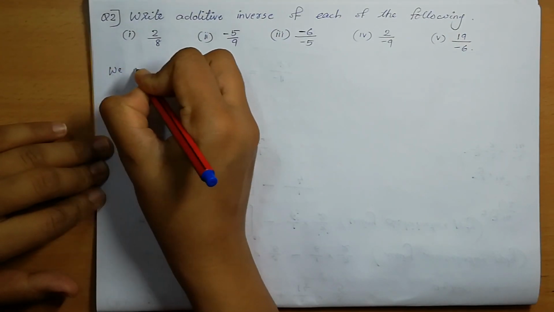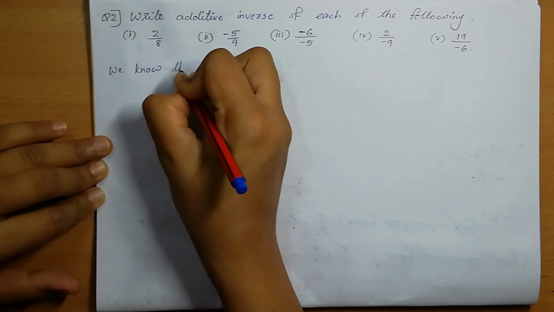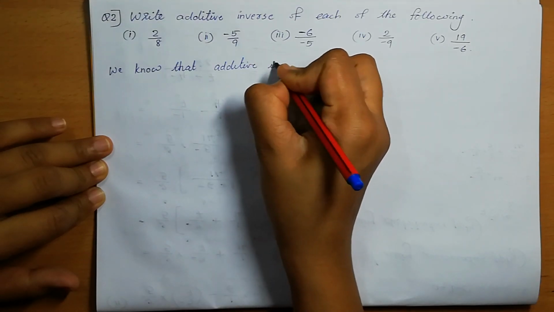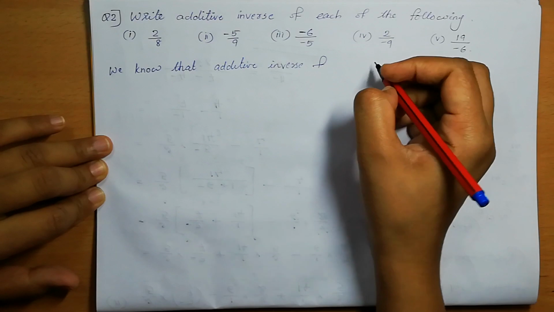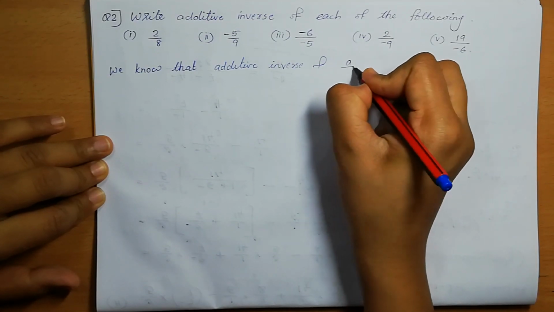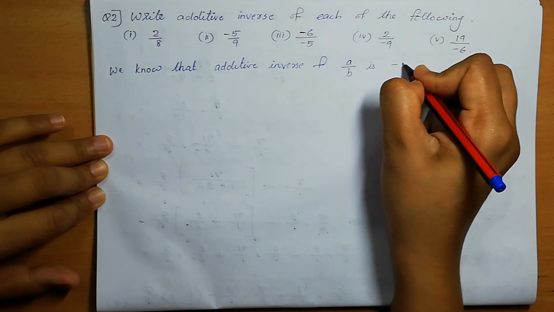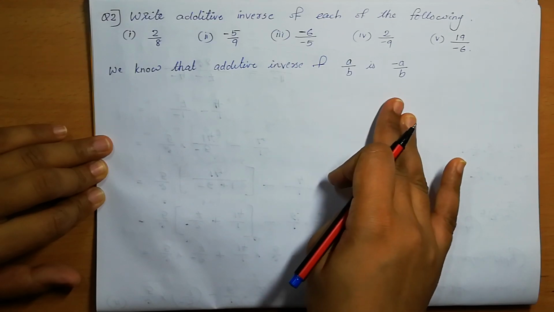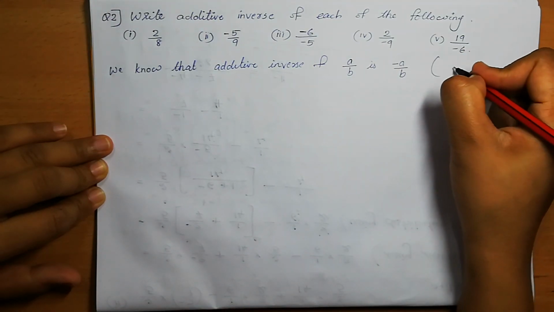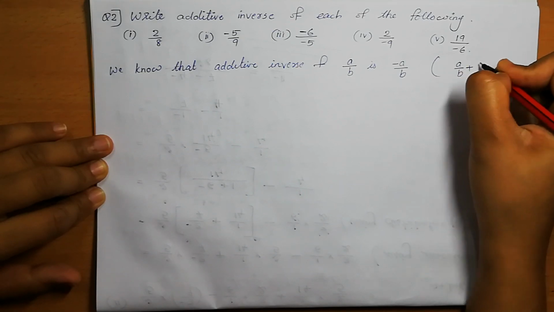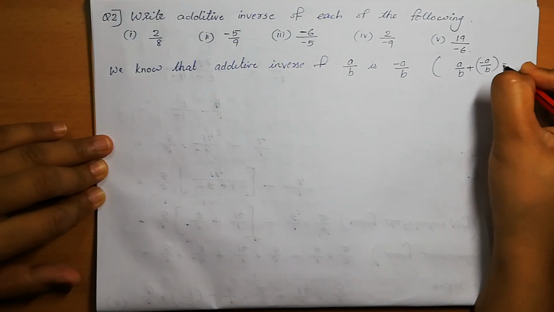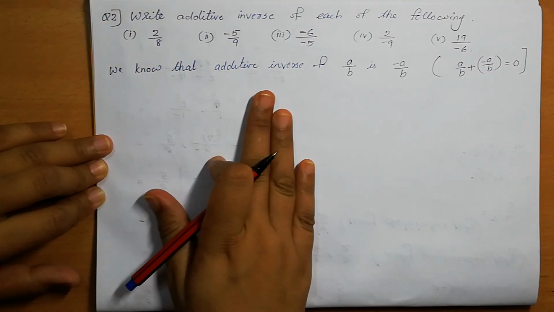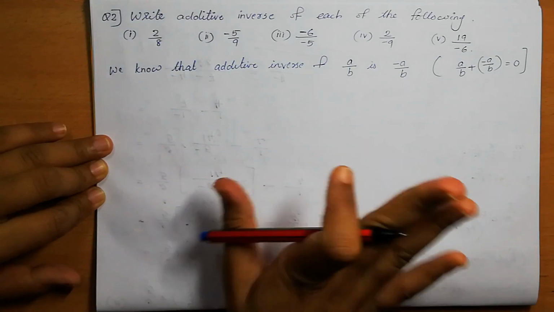We know that additive inverse of A by B is minus A by B. Additive inverse of A by B is minus A by B. Additive inverse of minus A by B is A by B also, right? So from here what we can write? A by B plus minus A by B equal to 0. Correct. If you are adding additive inverse means we will get the answer as 0 also. Anyway, this is the equation. Additive inverse means just we need to write the inverse sign of that number.